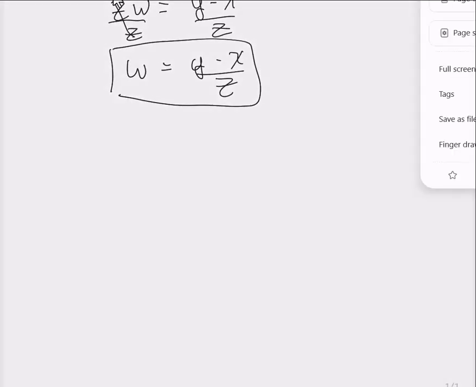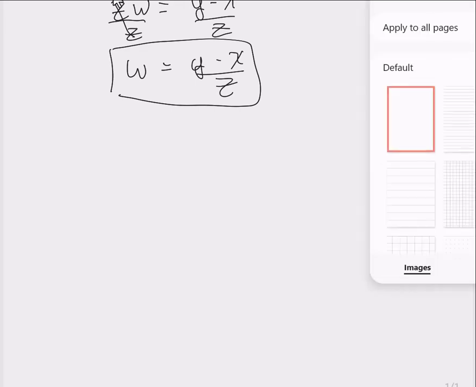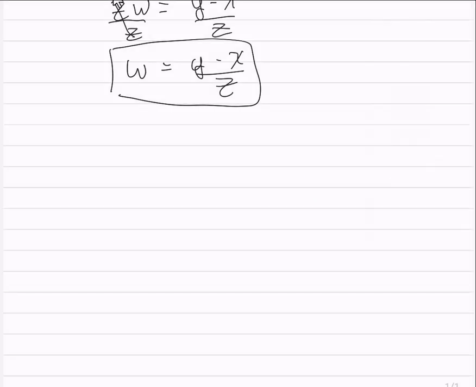I'm going to add some lines to my page to maybe write a little neater. Alright, so let's say I had, so this will have some numbers in here, but some variables, negative 3x plus 7 equals xy. And I want to solve this for x.